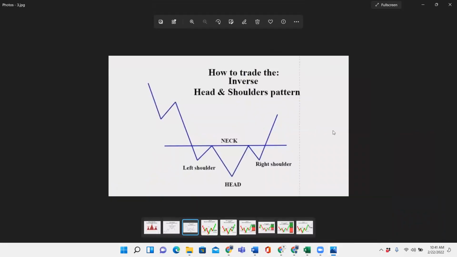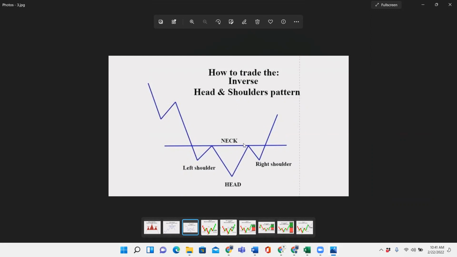So now this is the opposite way. This is an inverted head and shoulders. So we're coming down from a bearish market or seller's market, coming back down. We have our starting point. We have our low. We have our higher low. We have our lower low. We have our higher low, our lower low, which is going to be the lowest part here.